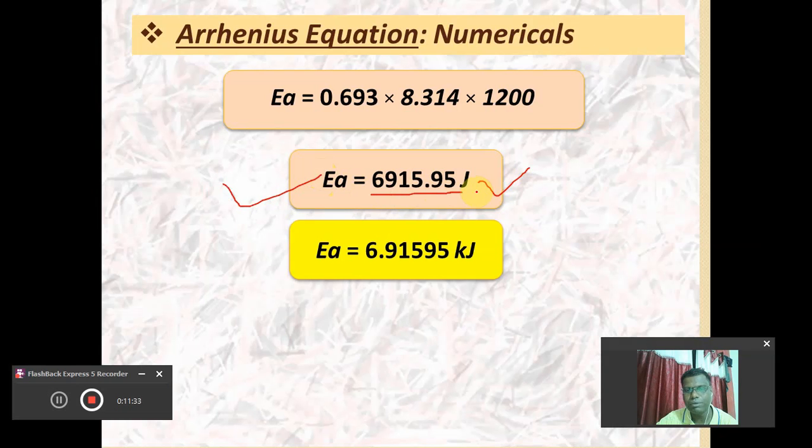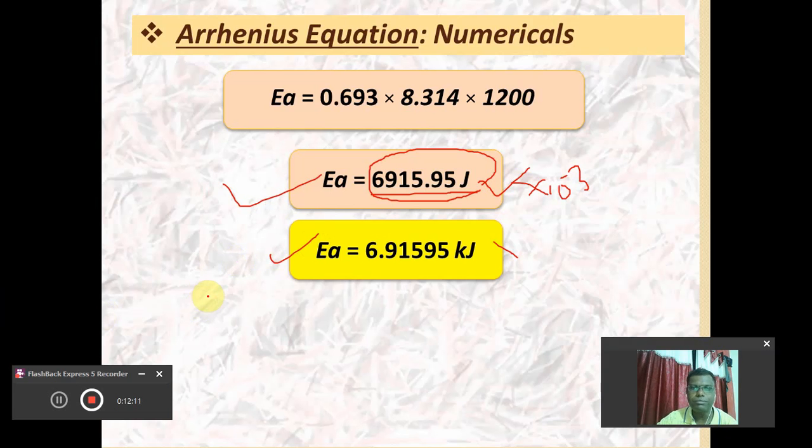So whatever answer that we will get here, it will also be in joule, and whenever you want to convert this answer in joule into kilojoule, you have to divide this value by 1000, or multiply it by 10 raised to minus 3. And definitely the final answer that you will get here, the energy of activation for this reaction, is going to be 6.91591 kilojoule per mole.